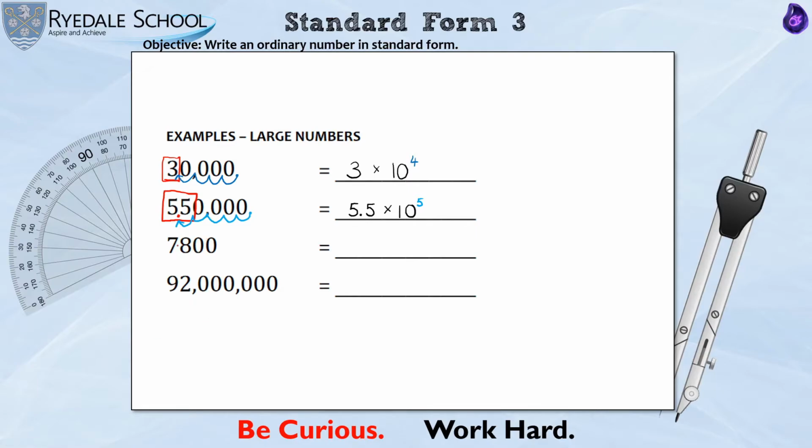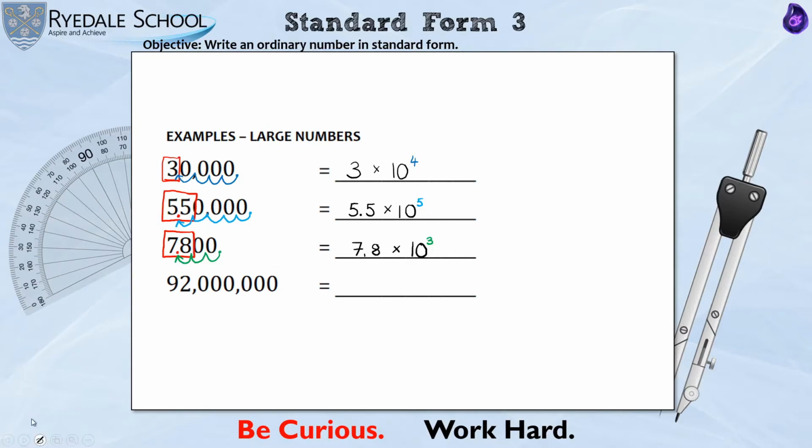This time, ignoring the zeros, my important digits are 7 and 8. But I can't have 78, so it needs to be 7.8. So straight away, I know it is 7.8 times 10 to a certain power. Well, let's again count my decimal point jumps. The decimal point at 7,800 would be there. And it is 1, 2, 3 jumps to make it 7.8. So that is 7.8 times 10 to the 3.